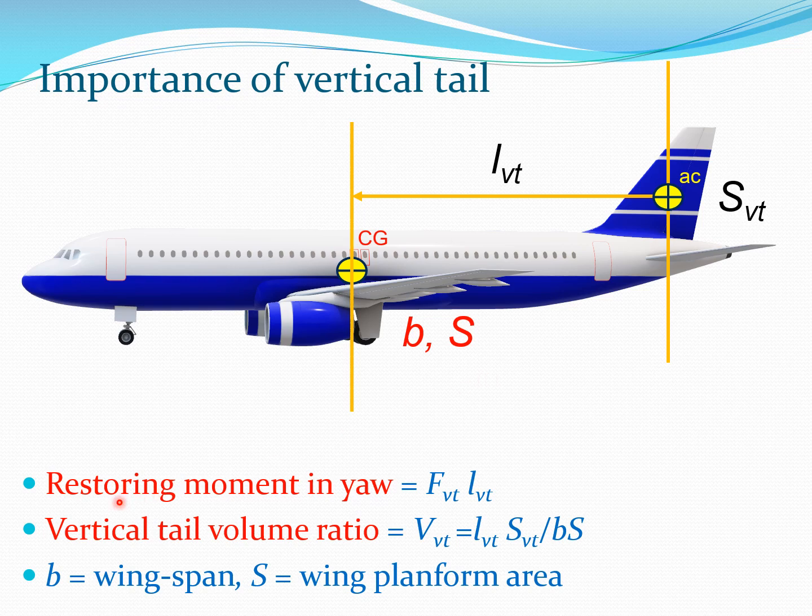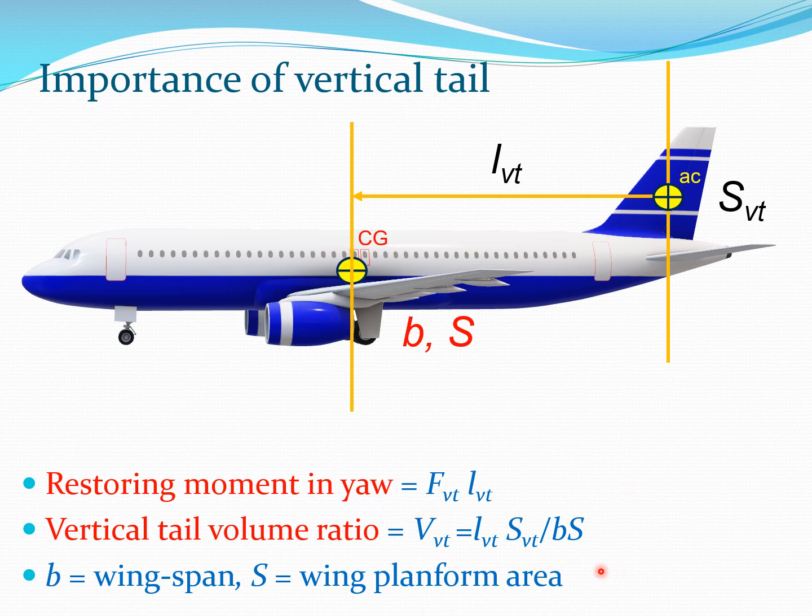So we are now going to get certain equations here. We see that the restoring moment in yaw is going to be F_Vt into L_Vt, which is essentially the force that acts here into this moment arm L_Vt. Remember, F_Vt is the force I showed in the previous two slides, which is generated by the vertical tail here. Now, there is a vertical tail volume ratio, very similar to the one we also looked at for the horizontal tail, and this is given by L_Vt S_Vt divided by B S. So this is essentially a non-dimensional measure which you can see here.